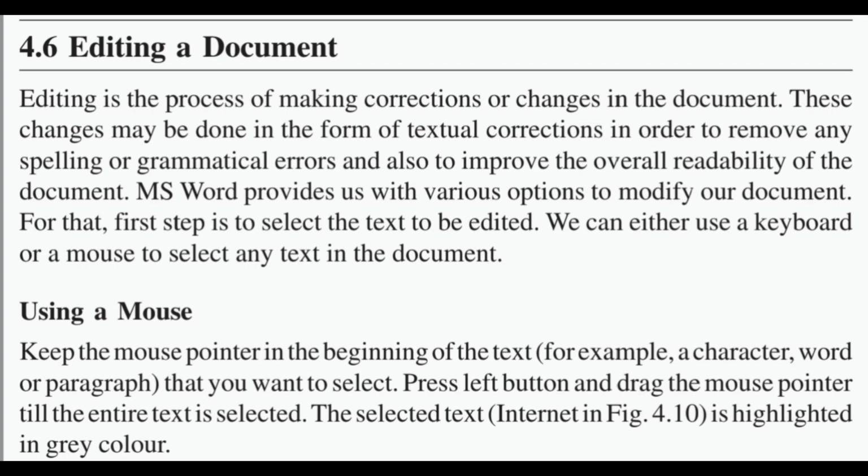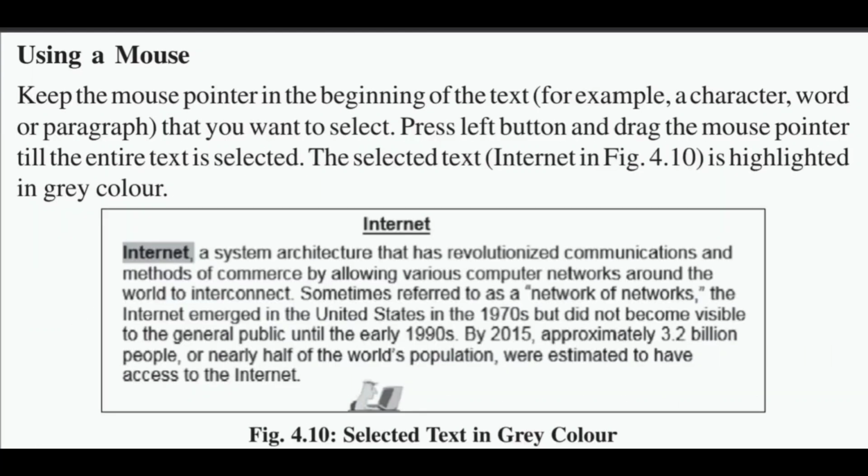Using a mouse, first we are going to read how we can edit a document with the use of the mouse. Keep the mouse pointer in the beginning of the text, for example a character, a word or paragraph that you want to select. Press the left button and drag the mouse pointer till the entire text is selected. The selected text, that is "internet" in figure 4.10, is highlighted in gray color.